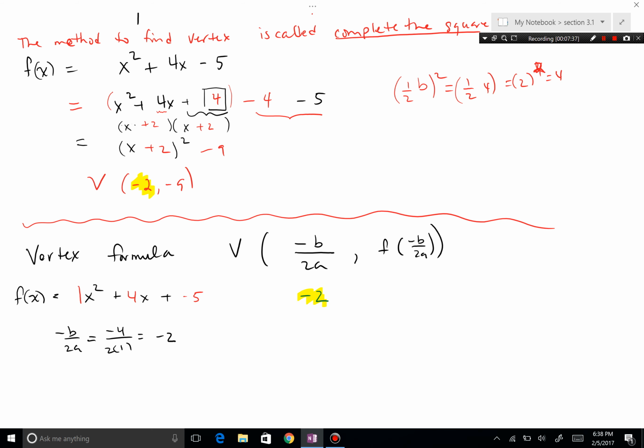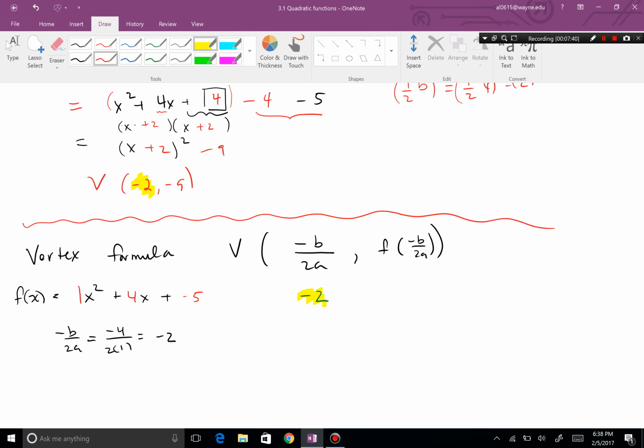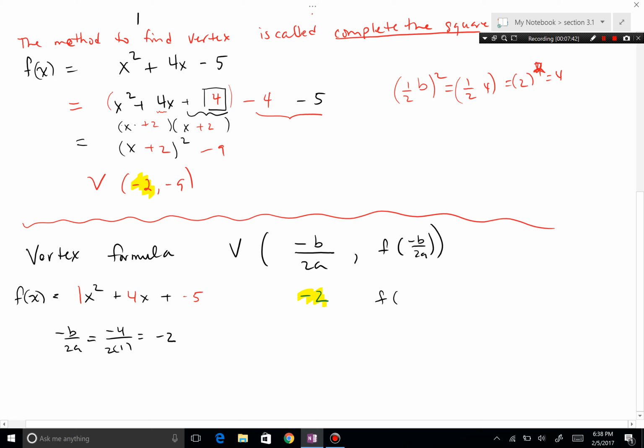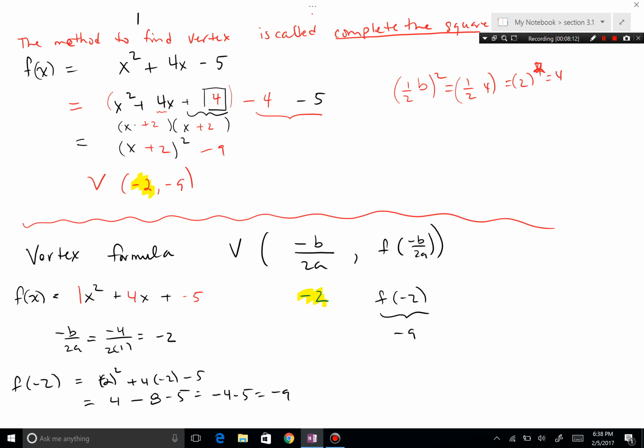Now, how do we figure out that the other piece was negative 9? Well, we just got to plug in our negative 2. Now, can you do this? I hope so. So, f of negative 2 is negative 2 squared plus 4 times negative 2 minus 5, which gives us 4 minus 8 minus 5, which gives us negative 4 minus 5. Oh, look, it's negative 9. So we knew that's what that was going to become anyway, didn't we? So the vertex formula really does help us figure out maximums or minimums with ease.